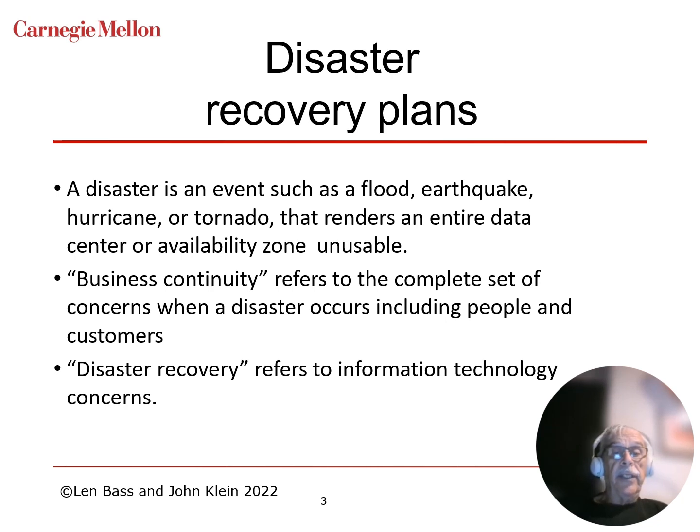So a disaster is an event such as a flood, an earthquake, a hurricane, a tornado that renders an entire data center or even an availability zone unusable. And then there are two terms that are used in disaster planning. Business continuity refers to the complete set of concerns when a disaster occurs. So what do you do with the people? What do you do with the customers? What people do you need? And so on. Disaster recovery refers to the IT portion, and that's what we'll talk about.